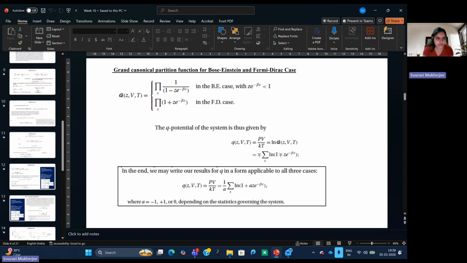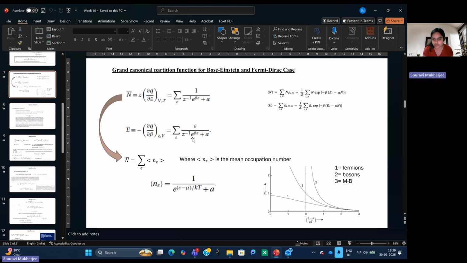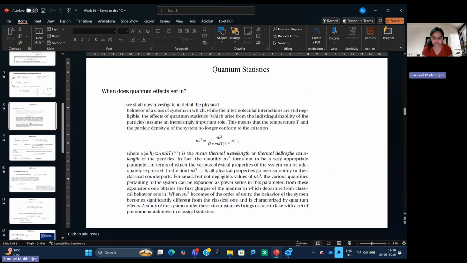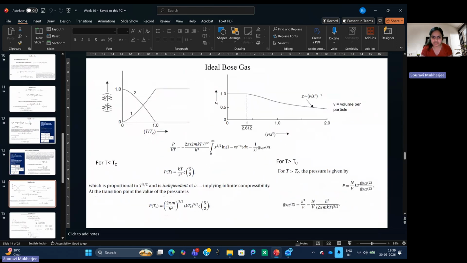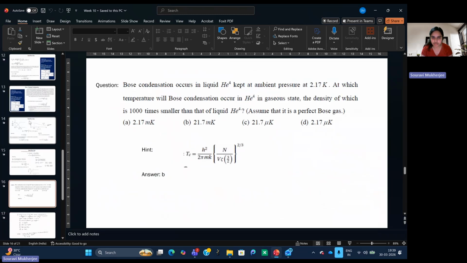This plot is also very important. It tells you how your chemical potential should always be lower than the ground state energy. As you can see, there's nothing in this range for the Bose-Einstein case, so that's also an important point. N lambda cube defines where quantum effects set in. This idea is important. I guess the rest of the things will just follow.